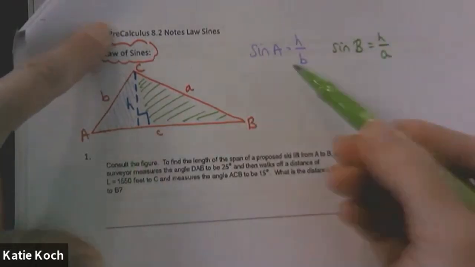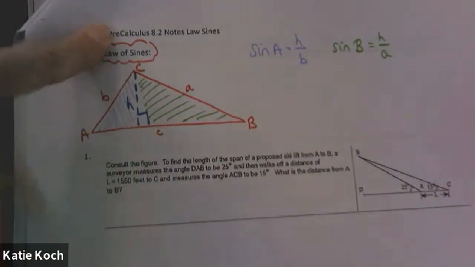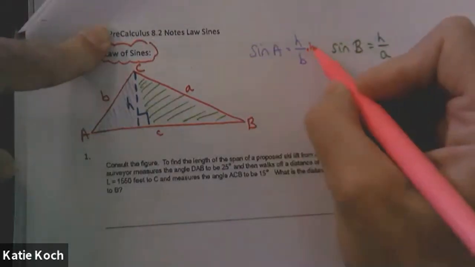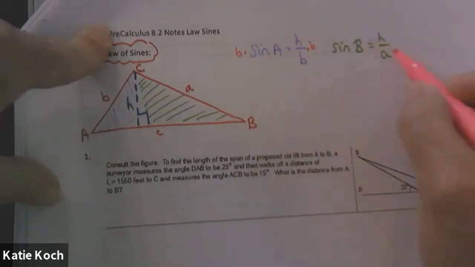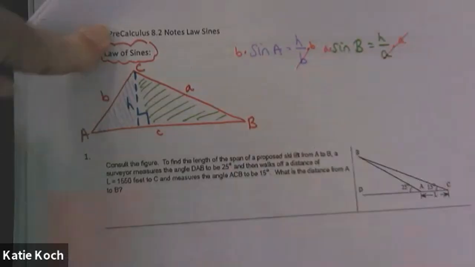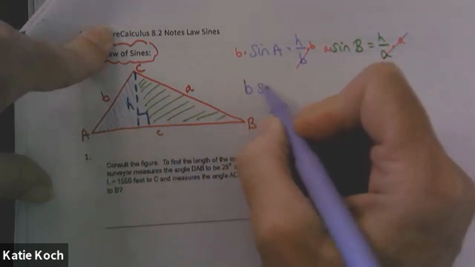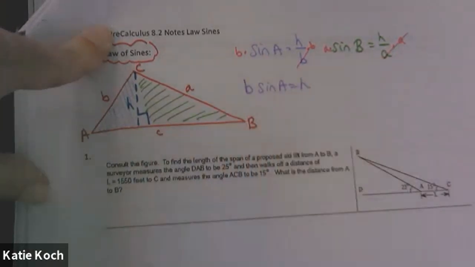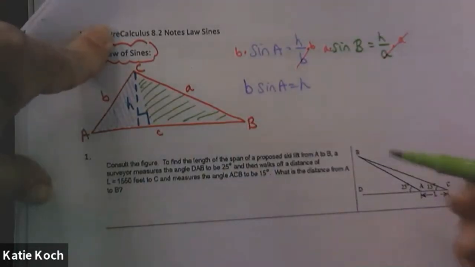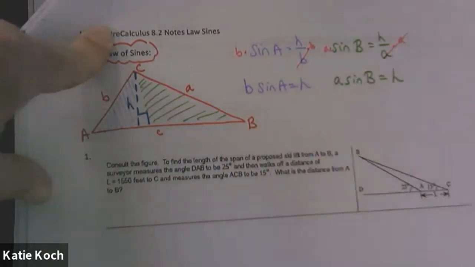Now notice these equations both have H in them. Let's do some algebraic manipulation here. If I multiply both sides here by B, I can get the H alone. And let me multiply both sides here by A, and I'll get the H alone. So for the purple triangle, we could say B times the sine of A equals H. And in green here, I can say A times the sine of B equals H.